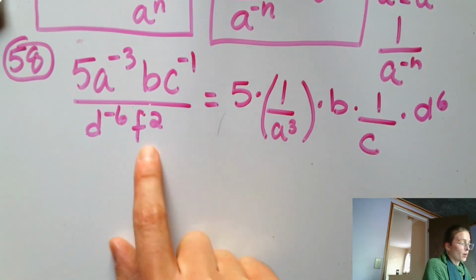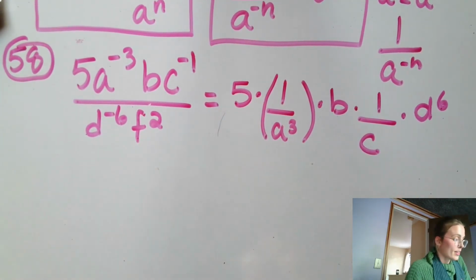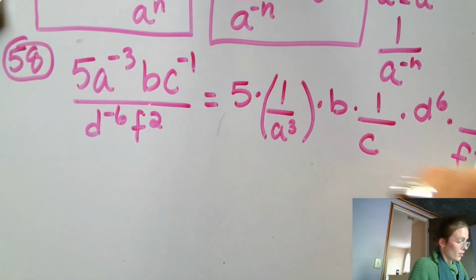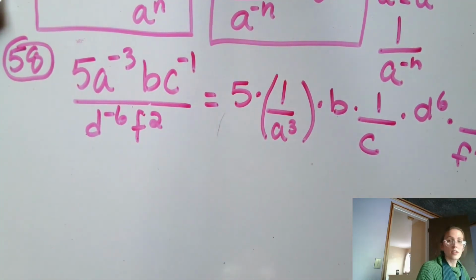And then we've got 1 over f squared. That can stay the same, right? Because that's already a positive exponent.